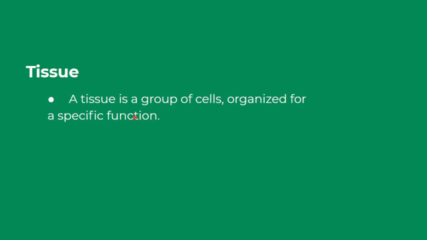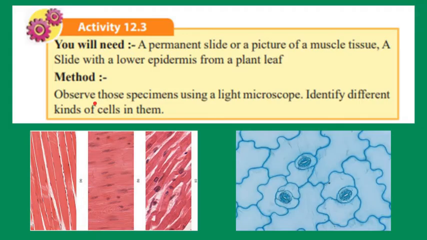Okay, guys? So, because a tissue is a group of cells and it performs a specific function, now we are going to do a small practical and activity to understand about these tissues. You can use a permanent slide or a picture of a muscle tissue. This is a picture of 3 types of muscle tissues. Then you will also need a slide with the lower epidermis of a plant leaf.